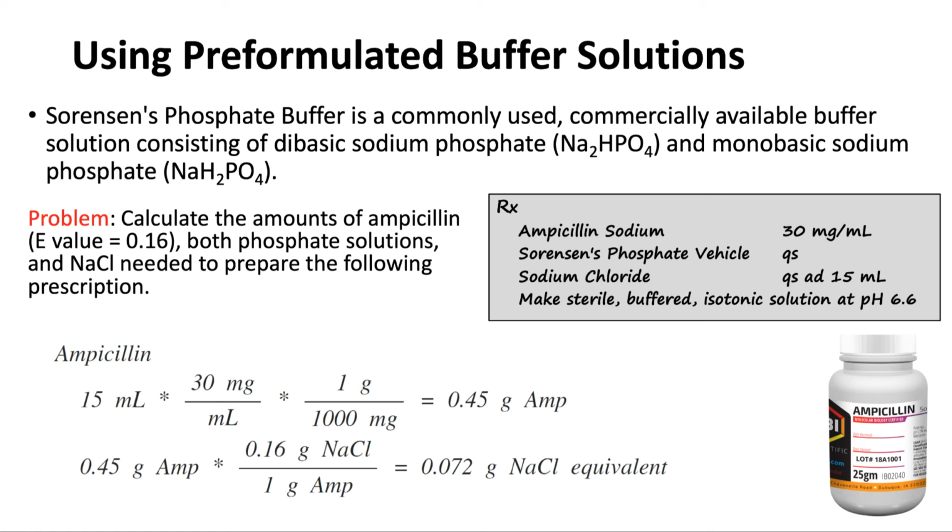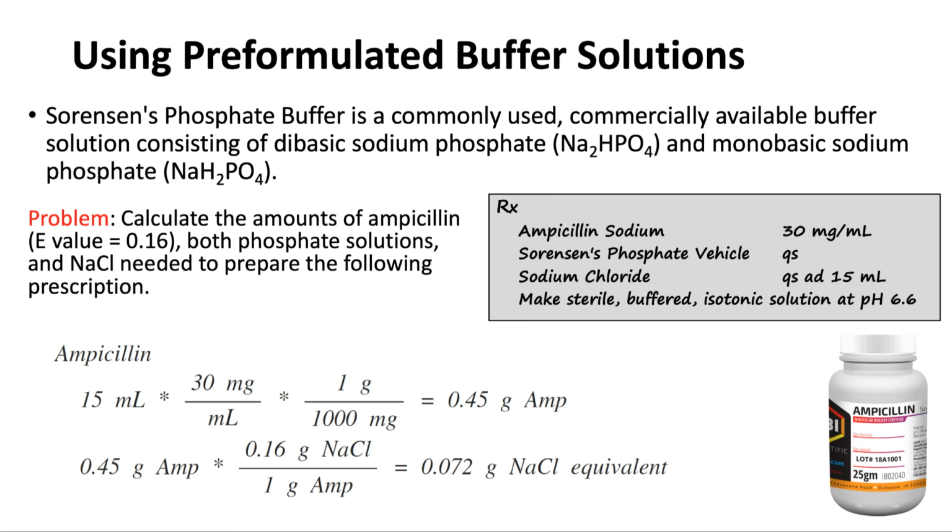Okay, so to do that, let's start by taking the volume we're going to compound, which is 15 milliliters, and multiply that by the concentration of ampicillin, expressed as 30 milligrams per milliliter, so that the units of milliliters cancel. And let's go ahead and convert that to grams. So we'll multiply that by the fact that there's 1 gram over 1,000 milligrams. Milligrams cancel, and our final units would be grams. So if you take 15 times 30 divided by 1,000, you would get 0.45 grams of ampicillin.